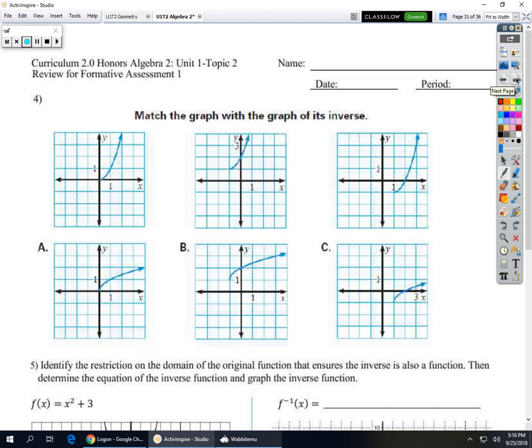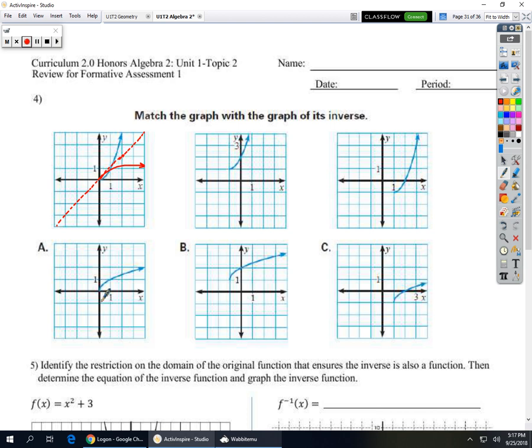All right, and then we got a back page, moving to the right. This one's matching the graph with the graph of its inverse. This one's really nice, just because it's matching. Let's start with the first one. It's going up here. Remember, when you're graphing an inverse, it is a reflection over the line y equals x. So you need to imagine there is a little y equals x line there, and imagine you're flipping it over. If I flipped it over this line, it would end up looking kind of like that.